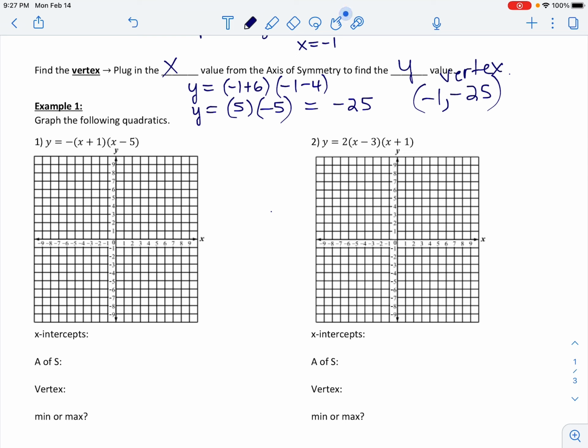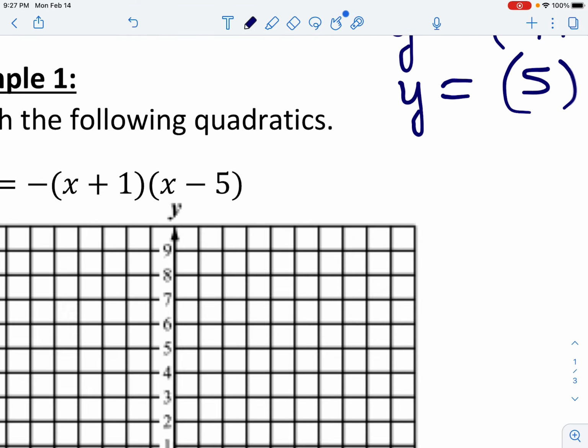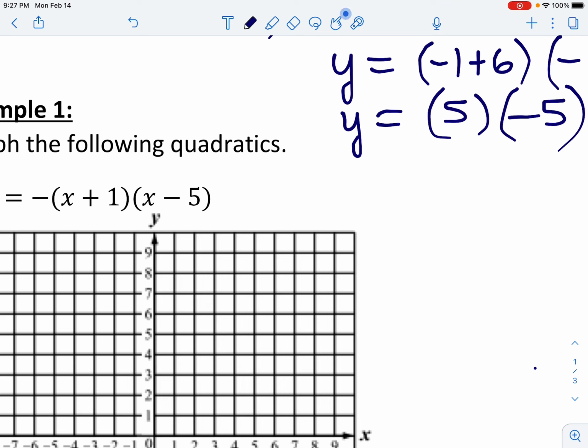Okay, so let's try it. Number 1, we have y equals negative x plus 1 times the quantity x minus 5. First, I want to find what p and q are. So let's figure out what p equals. So here, it's plus 1, so p is going to be negative 1.